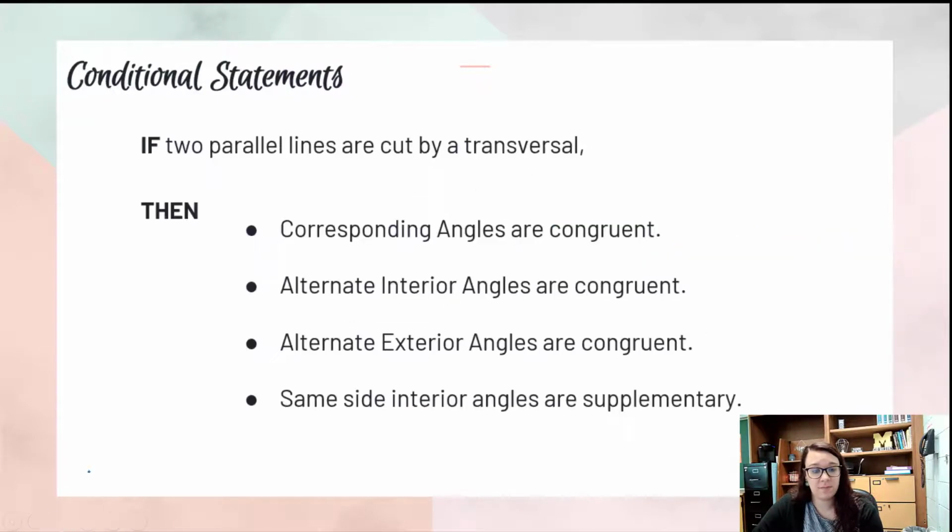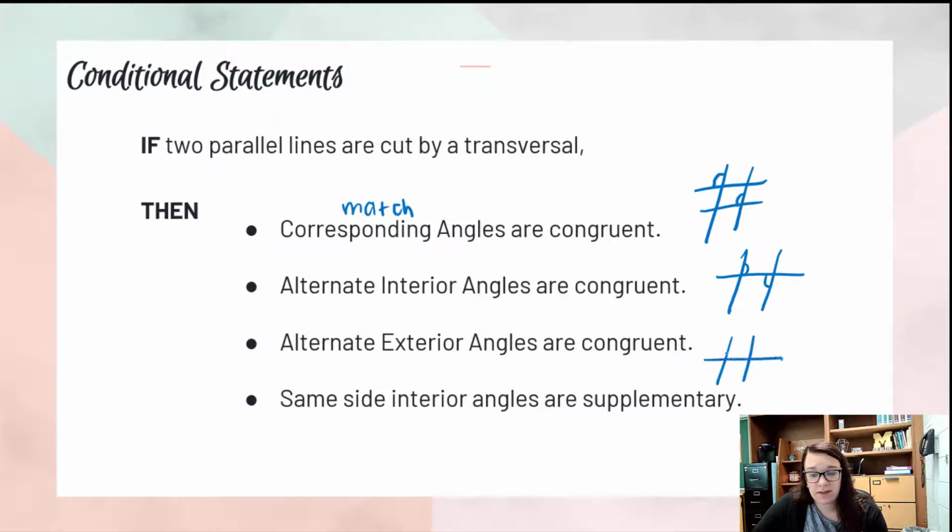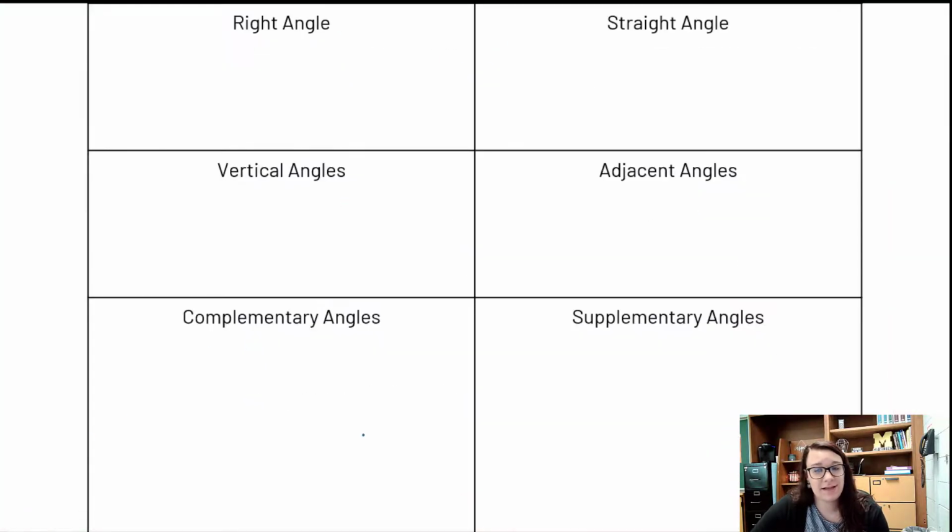All right, let's try some. Conditional statements. If two parallel lines are cut by a transversal, we have the following statements. Corresponding angles are congruent. That would be the case where you have ones that match. So those are the matching ones. Alternate interior angles. So that would be if I've got interior and they're on opposite sides like this. Those ones are congruent. Alternate exterior, that's on the outside and they're on opposite sides. And then same side interior, if I had on the same side of the inside here and here, I'll call this A and I'll call this B because they're supplementary. All right, let's get this down.